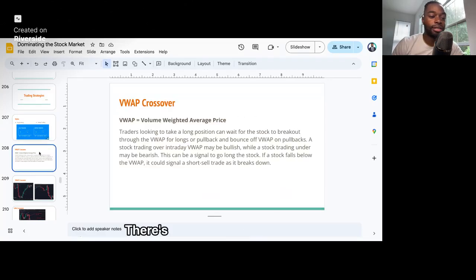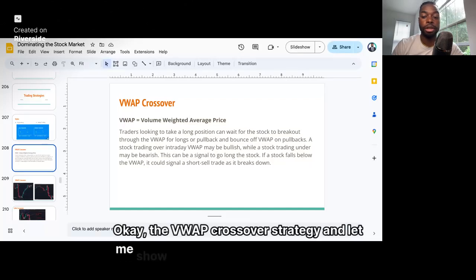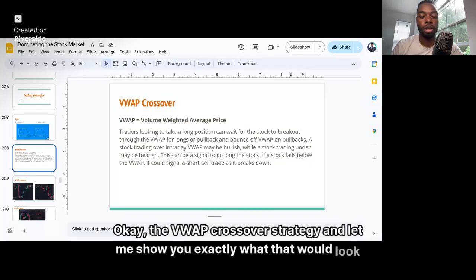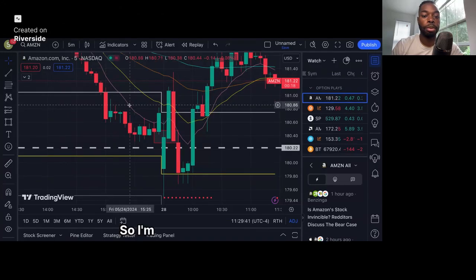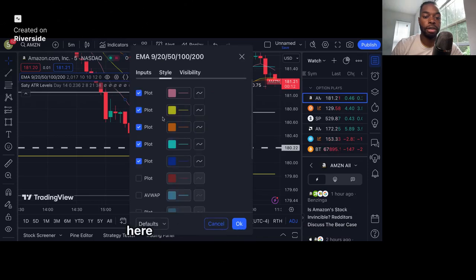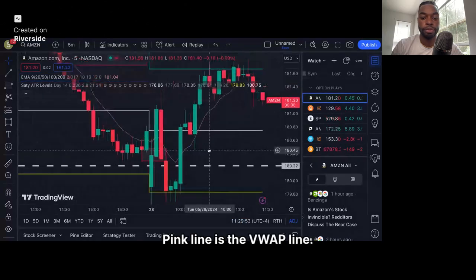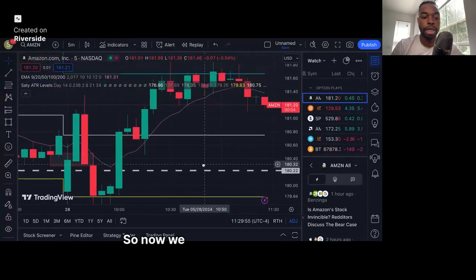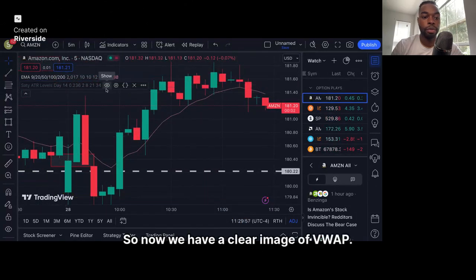So there's that. And then there's the VWAP crossover strategy. Let me show you exactly what that would look like. So I'm pulling up an image of Amazon here, and I'm going to be clearing out everything so you can see the pink line is our VWAP line. There we go. So now we have a clear image of VWAP.